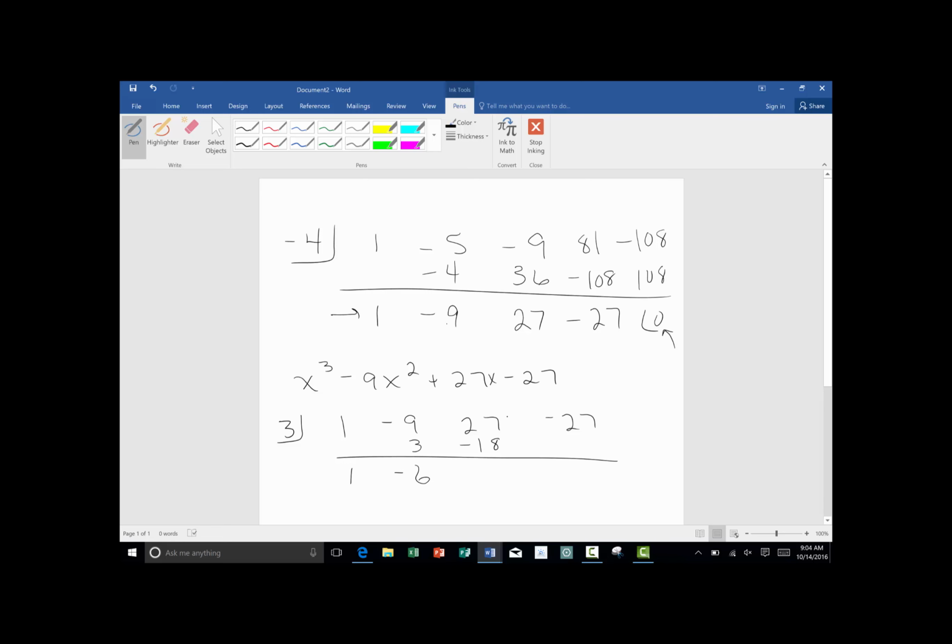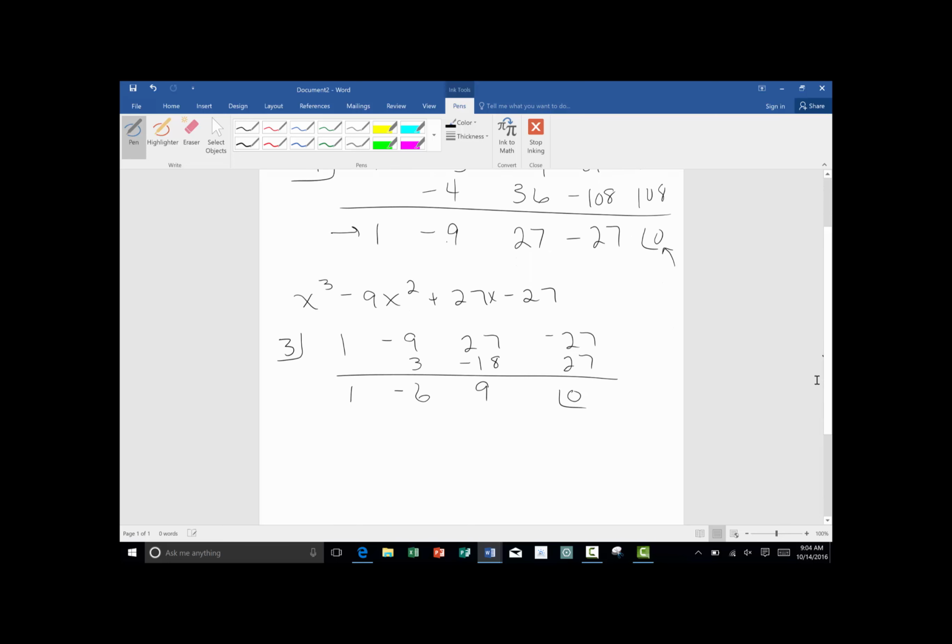So your 27 minus your 18, that's 9. 9 times 3 is 27. So yes, it is a 0. Let's see what happens now when we come down. We go down one more. It started at 3, so this one goes down to x squared.